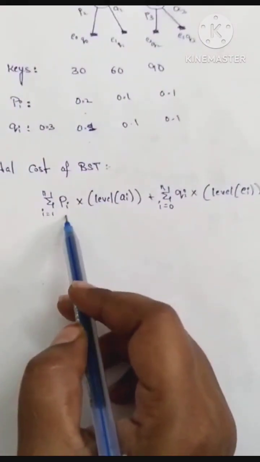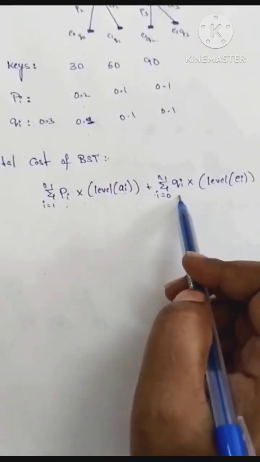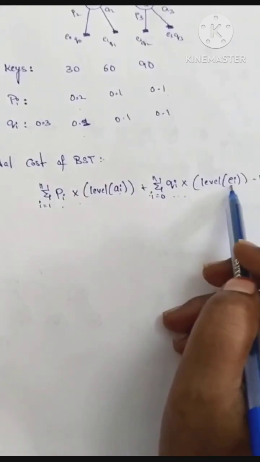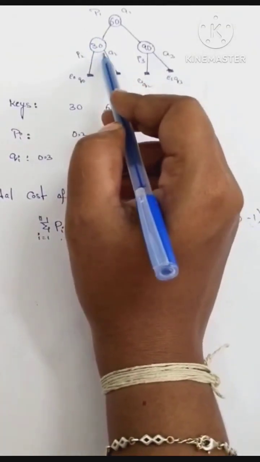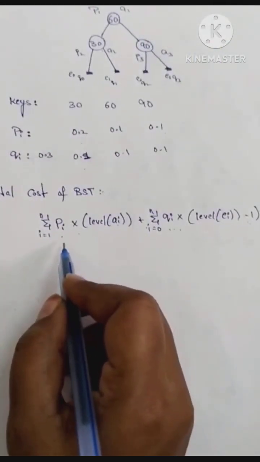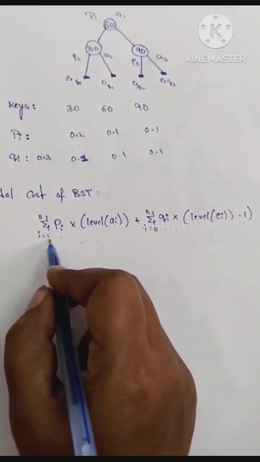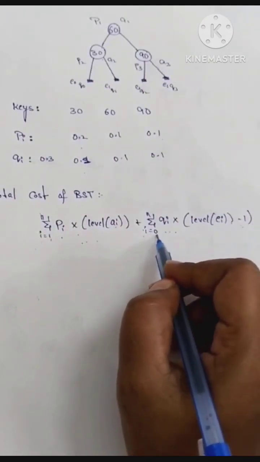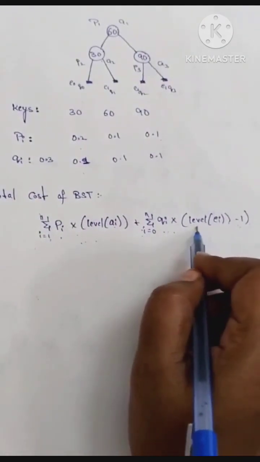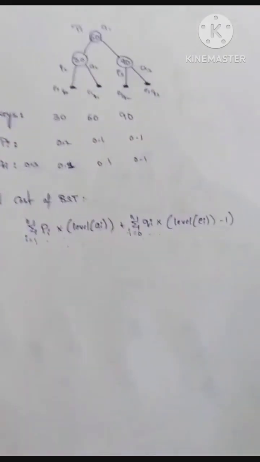For a binary search tree, we need to do the summation of probability of success into level of the node, plus summation of probability of failure into level of the node minus 1, that is, one level before itself. And for finding the successful search summation, we take i value from 1 to n. And for finding the unsuccessful search summation, we take i value from 0 to n.